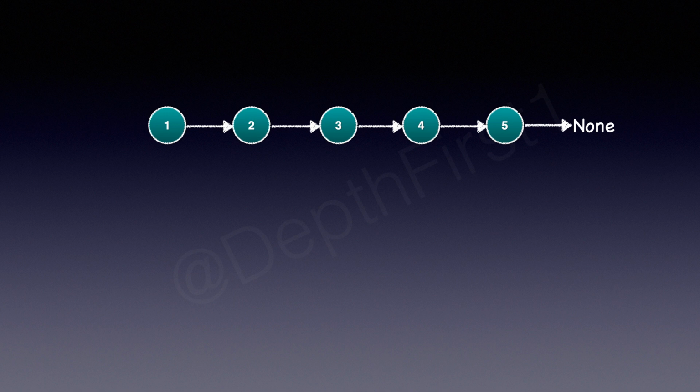This is the linked list that we are provided as part of the question. We are given a variable called head, which points to the first node of the list. The first node points to the second node, points to the third node, points to the fourth, and the fourth node points to the fifth, and finally the fifth node points to None.